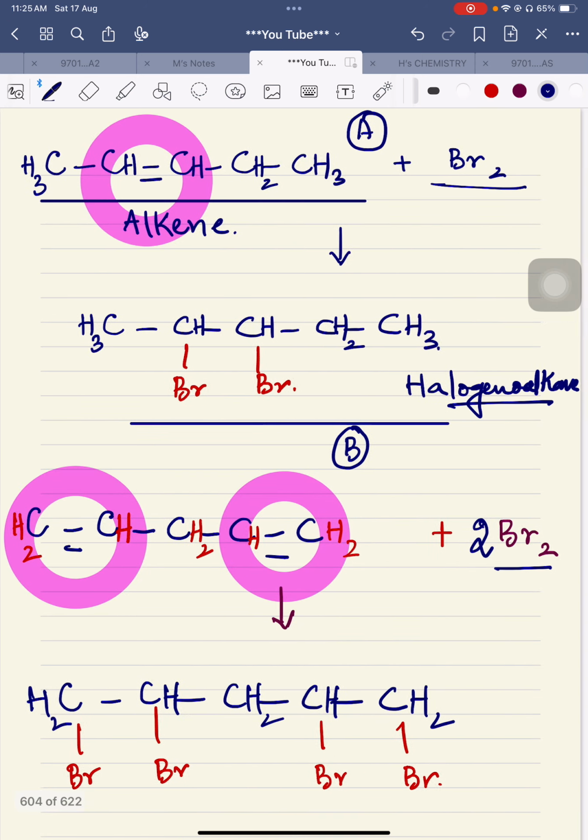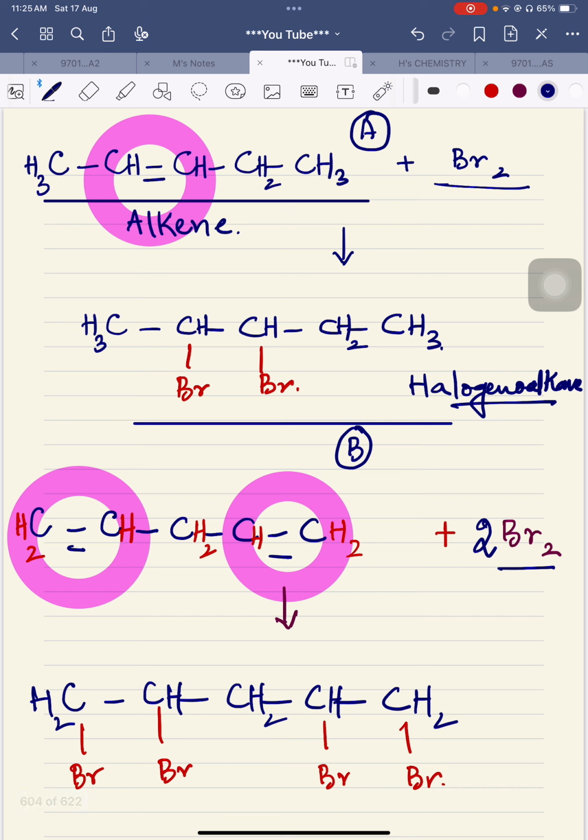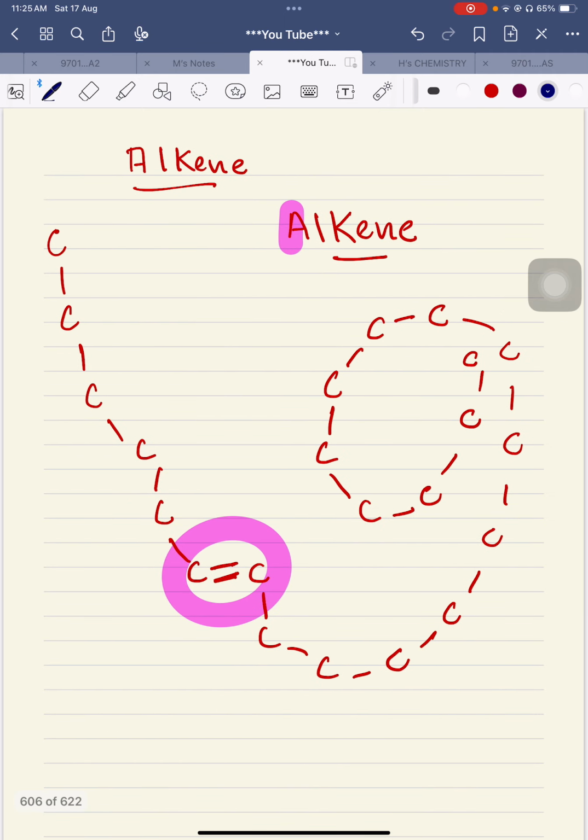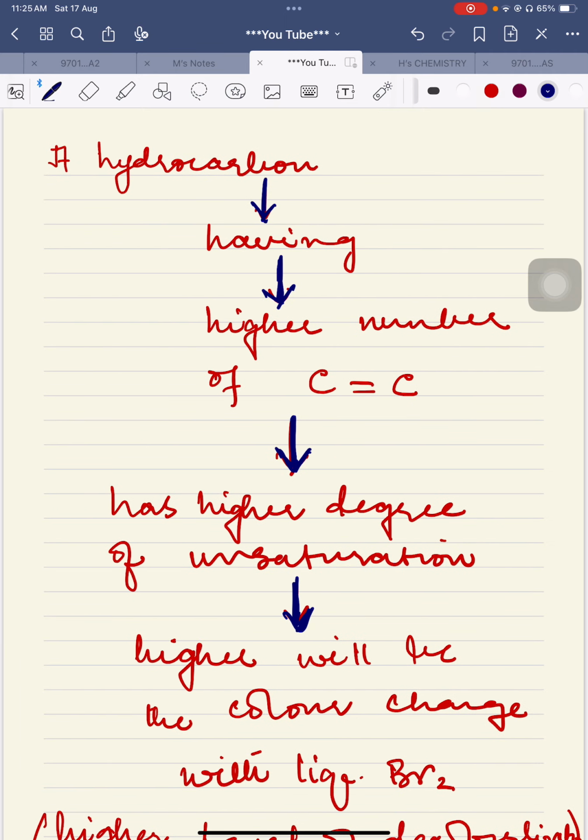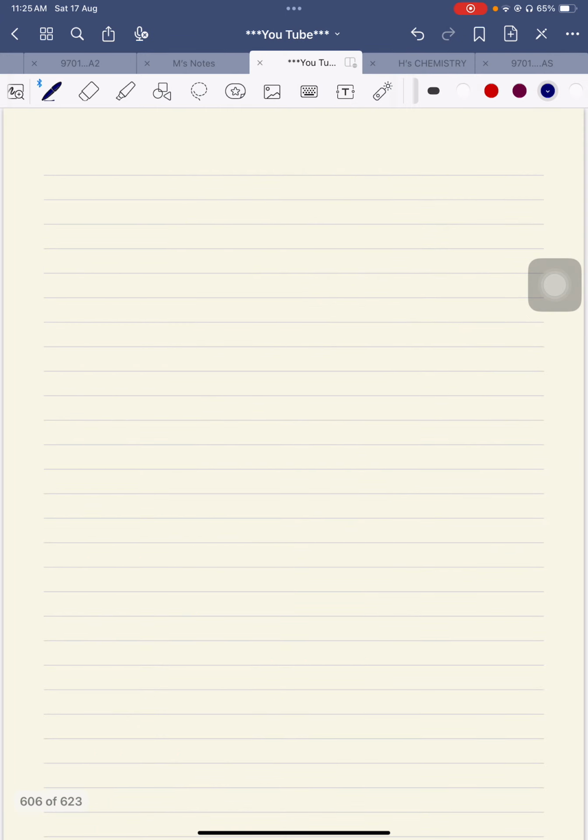I have told you, first of all, the double covalent bond will be changed into the single covalent bond. If there is one double covalent bond, it requires one Br2. If there are two double covalent bonds, it requires two Br2s, etc. One more thing which I would like to bring to your attention. You can check this, for example. In this case, we can see that this is a hydrocarbon and it is an alkene. How do we know it is an alkene?